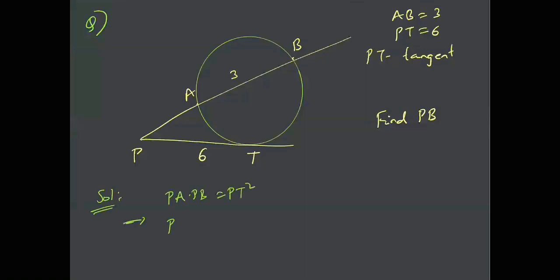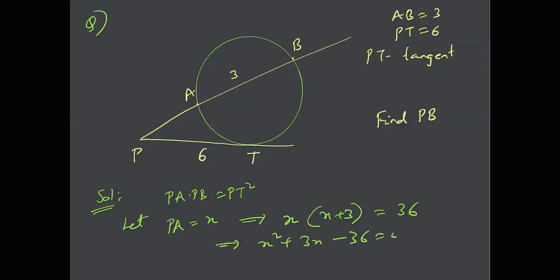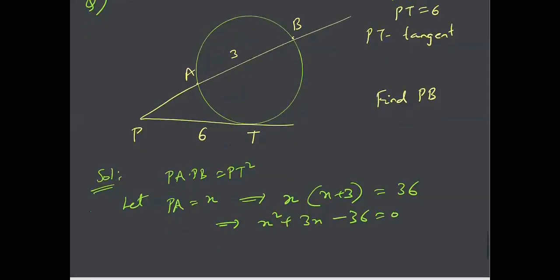Let us say PA is equal to X. So this implies that PA is x, into PB, which is x plus 3, is equal to PT square, that is 36. So this implies x square plus 3x minus 36 is equal to 0. So you need to solve this quadratic.